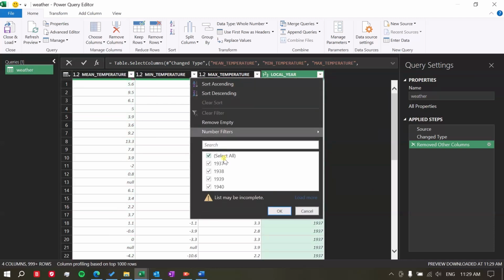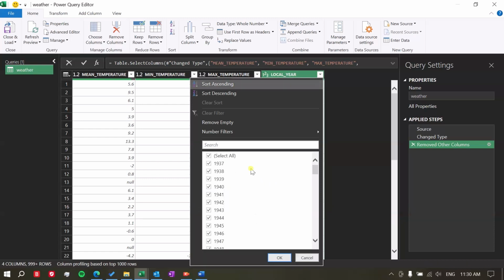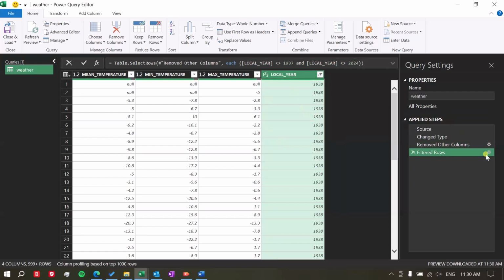One of the steps that we missed in class was filtering out these incomplete years, which kind of screwed us up when we were doing some assessments. What we can do is unclick 1937. If we scroll down, it says that this list is incomplete, so all we have to do is click Load More. Then we can see that we don't want 1937, which is incomplete, and we don't want 2024, which is incomplete. We press OK, and it adds this step where it excludes those rows. That makes it so that we can actually do our assessments on a full year's worth of data.